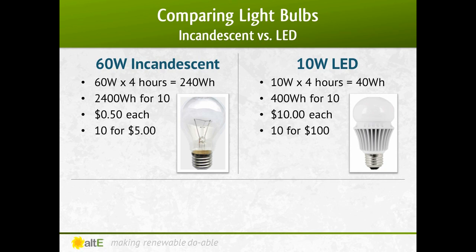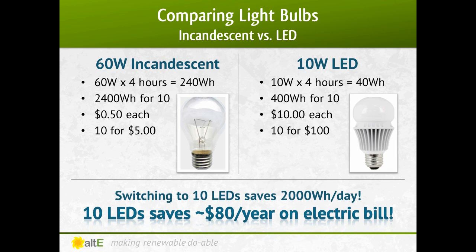If you replaced 10 incandescent bulbs with LED bulbs, it would cost you about $100. But if you use those same bulbs for 4 hours a day, that would save 2,000 watt-hours a day, or 730 kilowatt-hours a year. At 11 cents a kilowatt-hour, that's an $80 a year savings. You'd have those 10 bulbs paid for in savings in 15 months, and even less time in places with higher electricity rates like New England.